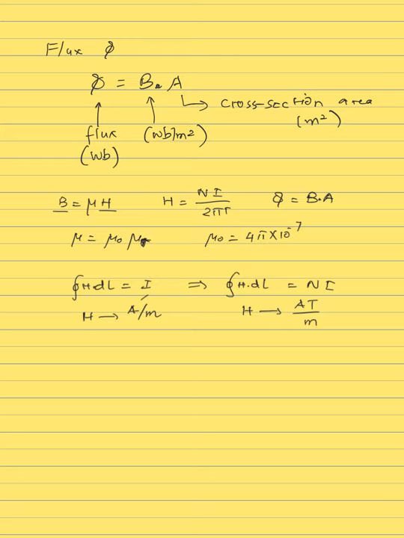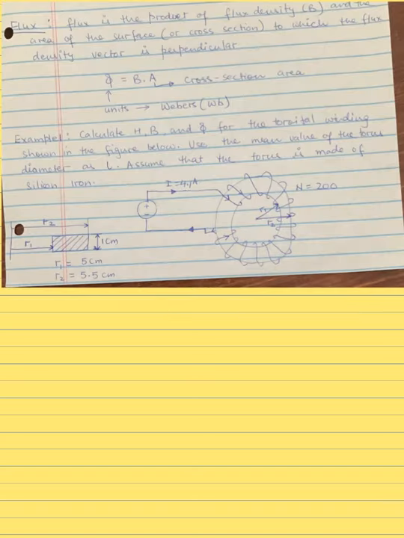This is an example where we need to calculate H, B, and phi for a coil that I'm going to draw soon, and we need to use the mean value of the torus diameter as L. Assume that the torus is made of silicon iron. This silicon iron will require us to know the flux density, relating H and B, or knowing the mu. So we need to calculate H, B, and flux for the winding given to us, using the mean value of the torus diameter as L, and it's made from silicon iron.